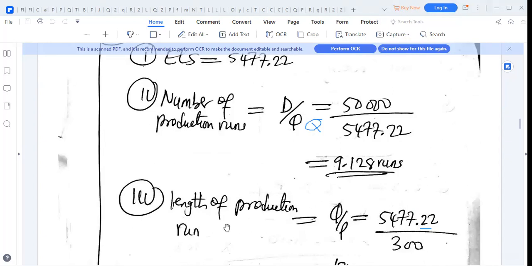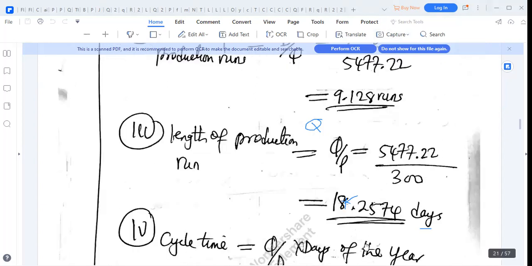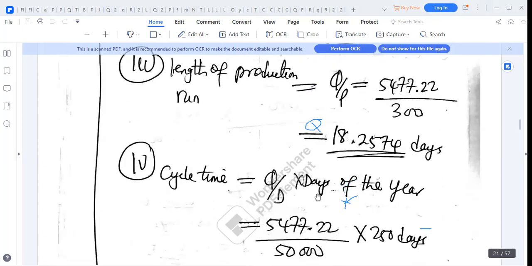The time taken to produce a batch is Q over P. To produce this batch, the length is, we divide the batch, which we found there as the economic lot size, by the daily production. So it's 18.25 days. It's different from cycle time. Cycle time is the time taken between production runs. So it's Q over D multiplied by days of the year.